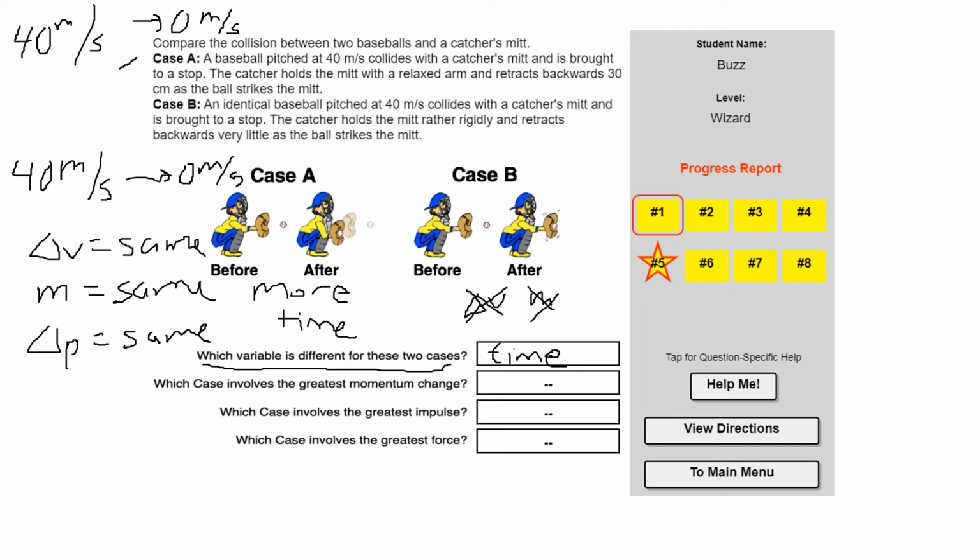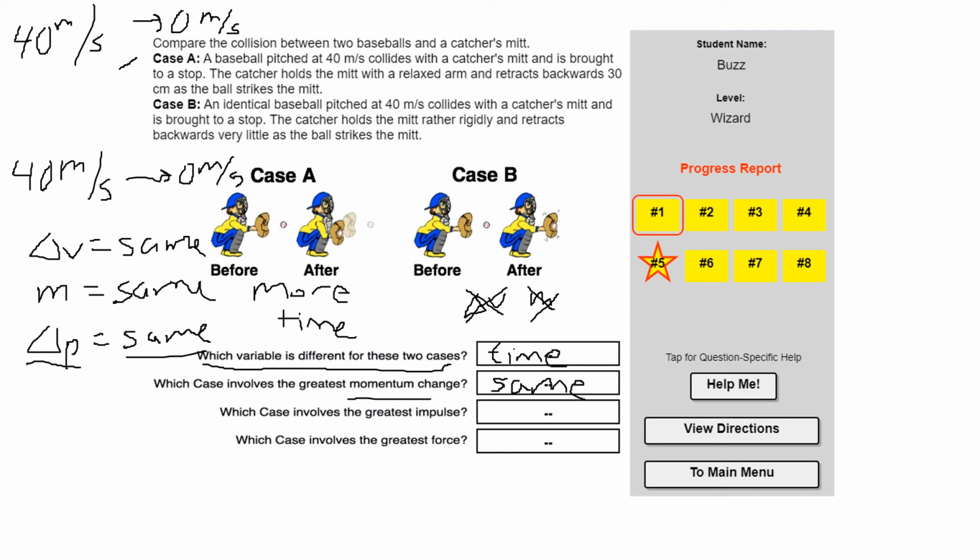So when you read situations like, oh, I've run into a brick wall versus I've run into a padded wall, that's what I was trying to explain when I had the picture of the trampoline and the pillow and the water. All those things bring you to a stop, but the difference is the time that it takes to do that. Okay? So the second question, which case involves the greatest momentum change? Okay, so we already figured that out. Oh, the change in momentum is the same because they both start at the same speed and they both end at the same speed.